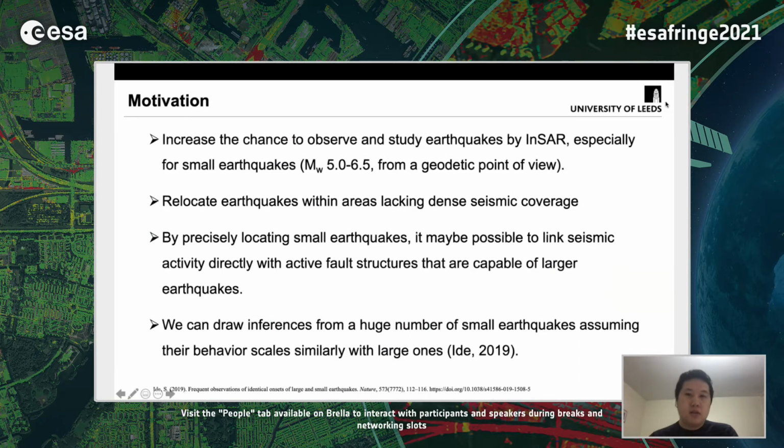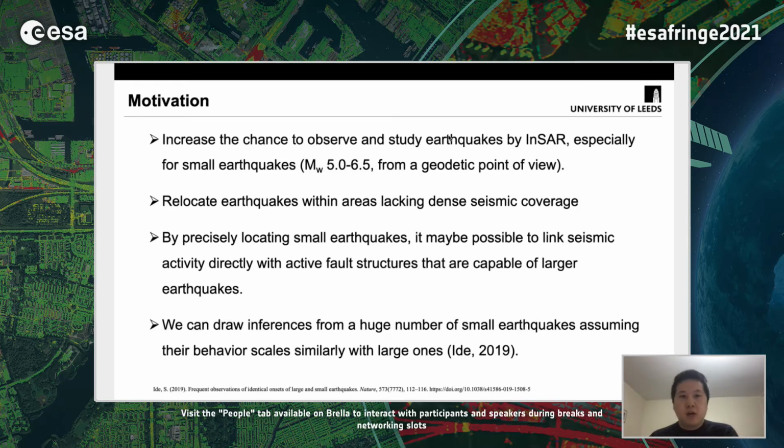These circumstances make InSAR for earthquake study challenging. So our first primary motivation is to increase the chance to observe and study earthquakes by InSAR, especially small earthquakes, as these earthquakes can still cause many fatalities when close to a population center, despite their relatively weak signals.